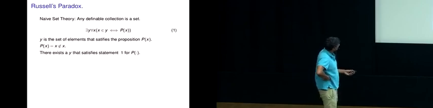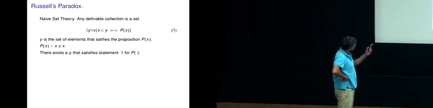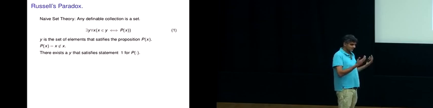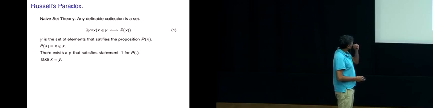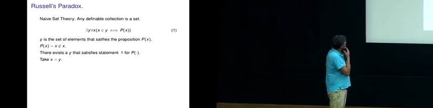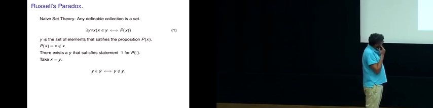Okay, let's make the proposition that x is not equal to x. Now I'm just doing a syntactic substitution here. And I said there exists a y that satisfies statement 1 for P. Now, I want to say it should be definable. Like I wrote down a property, I used this thing. What it says is let's take x equals y. Okay, y is in y if and only if y is not equal to y. So that's what we're saying. So not an element of y.